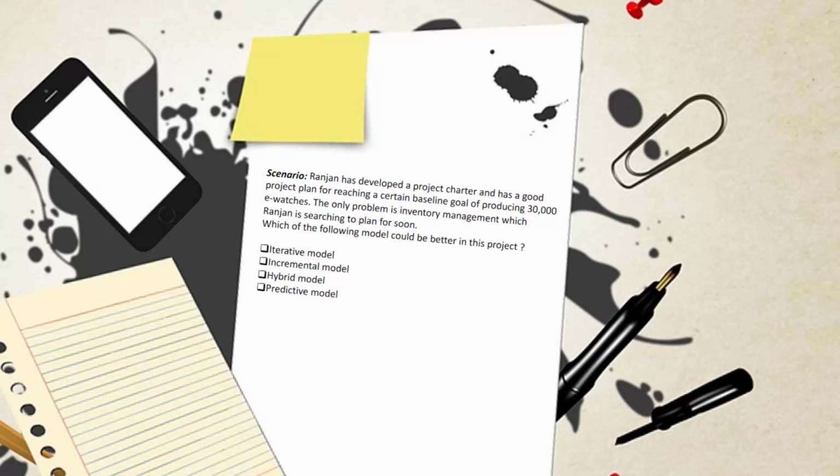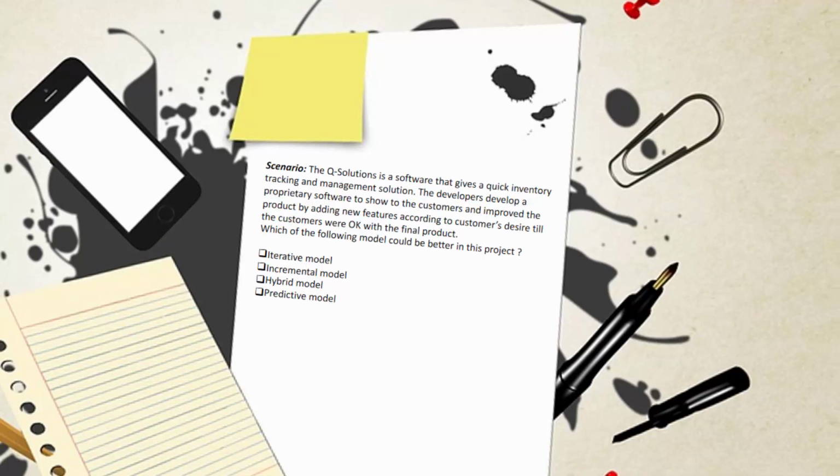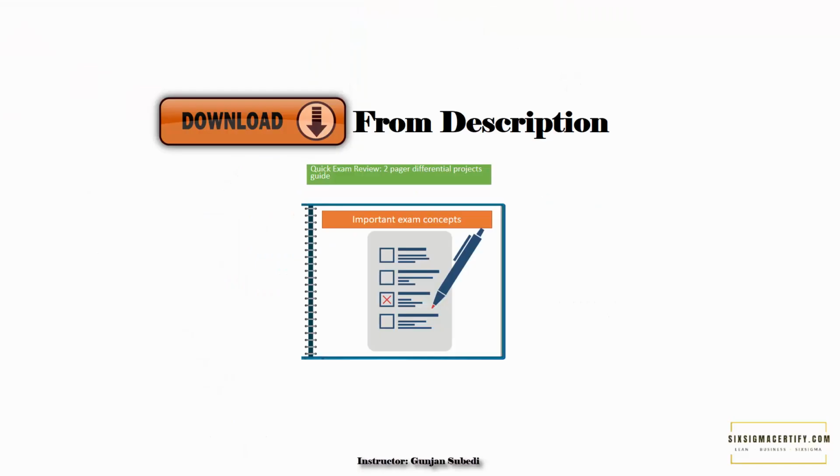Another question for you. Q Solutions is a software that gives a quick inventory tracking and management solution. The developers develop proprietary software to show to the customers and improve the product by adding new features continuously according to the customer's expectation till the customers are okay with the final product. Which of the following models could be better in this project? Is it the iterative model, incremental model, hybrid model, or the predictive model? Let me read your comments and answers in the comment section. I will answer each of your comments.